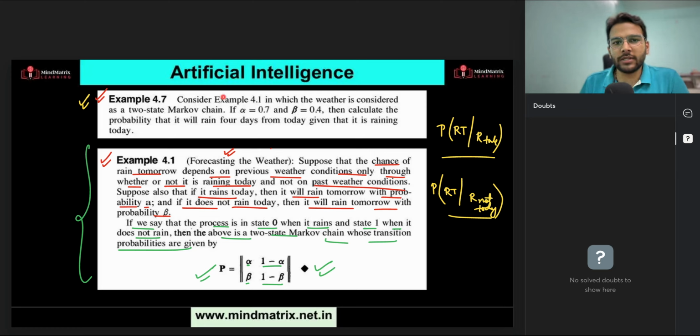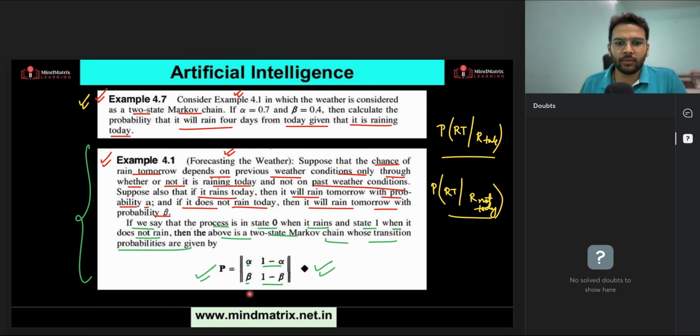So let's read the question now. Consider example 4.1. We have considered it, in which the weather is considered as a two-state Markov chain. Now, if alpha is equal to 0.7 and beta is equal to 0.4, then calculate the probability that it will rain 4 days from today, given that it is raining today.